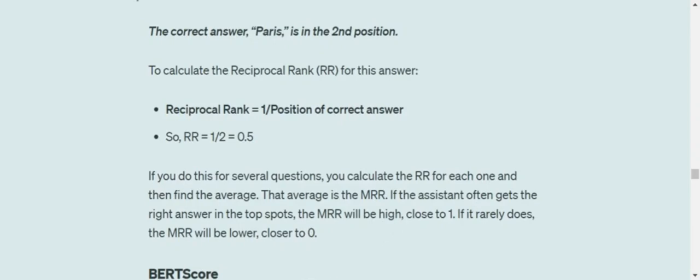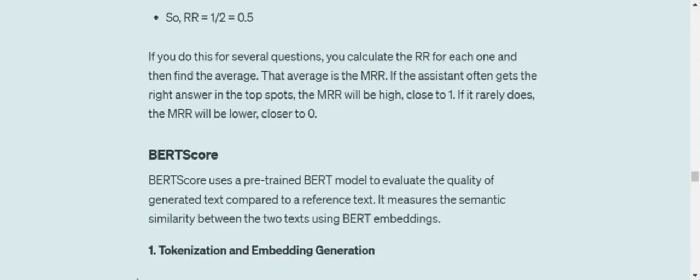Now, if the assistant often gets the right answer in the top spot, that would be 1 upon 1. Hence, the reciprocal rank would equal 1 for most of the cases, and the MRR would be higher, close to 1. If it is not good at it, the MRR would be close to 0. It is as easy as that.